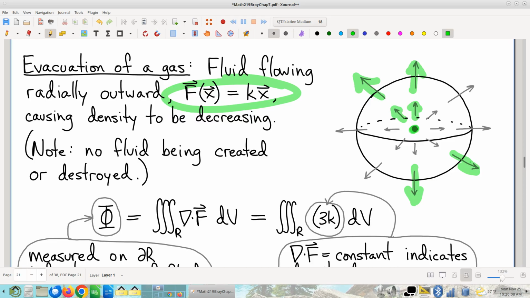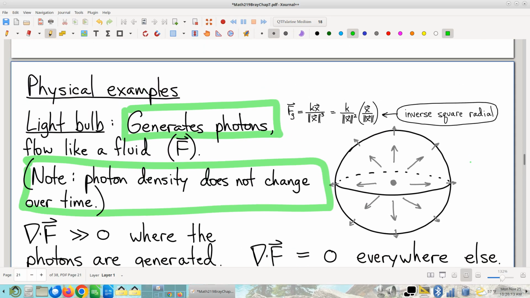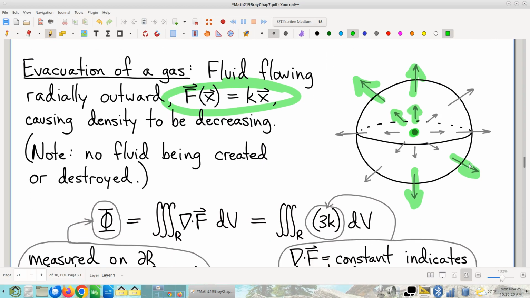Again, another flow of a fluid, but in a very different way, right? With the light bulb example, we're generating fluid, but density is a constant. Here, we're not generating any fluid at all. Totally different physical scenario. But the density is changing. It is not constant, right? Because again, the gas is expanding, and if you have a finite amount of gas, as it expands, the density goes down. Okay, so different physical scenario. And so we're going to make a different interpretation then of the flux.